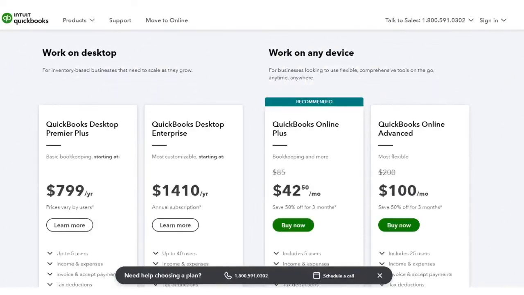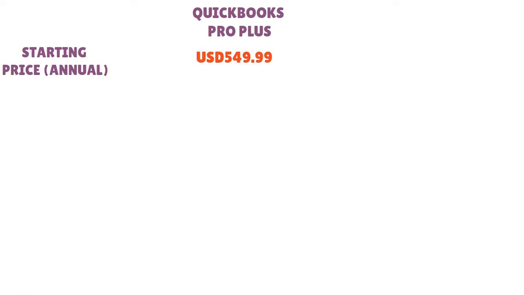So how do the products stack up? Because we need to have a clear idea. So when we think about the QuickBooks Pro Plus, you have the starting price $549.99. Okay. And the QuickBooks Premier Plus, you have $799. So right off the bat, as I just said, you have a delta of $250.